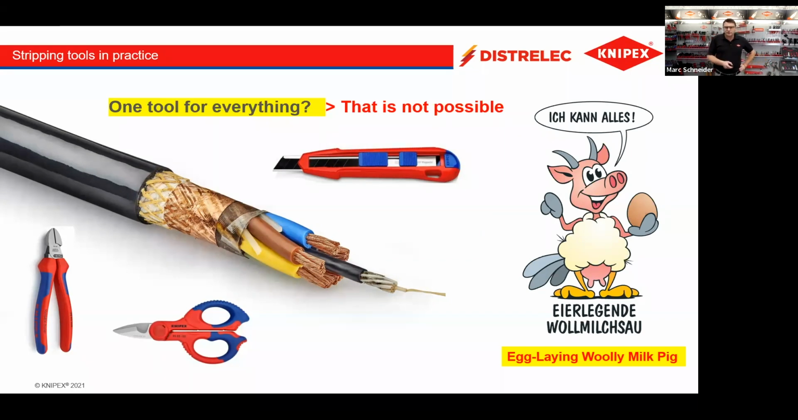This cable, for example, has multiple layers. You see it here, different types of layers, a textile here and a rubber here. And to strip this cable, you need various tools. In German, we have a phrase called eierlegende Wollmilchsau. That means in English, the egg-laying woolly milk pig. This animal does not exist. The same as the tools: one tool for everything does not exist. For example, for a cable like this, you need a universal cutter, for example a scissor and a side cutter.